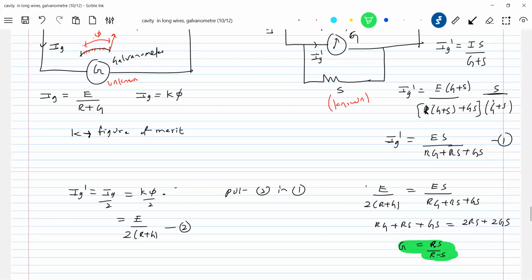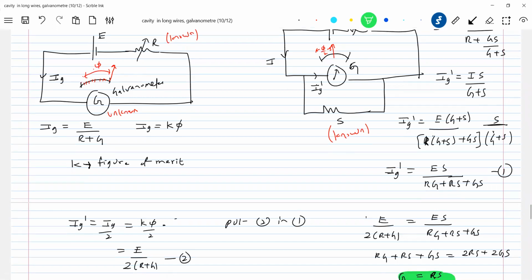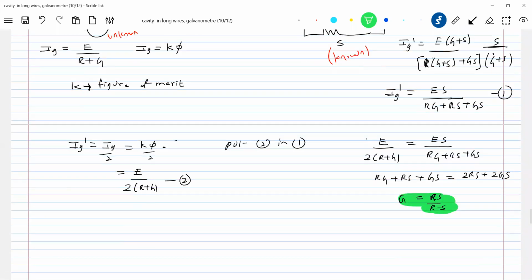So do we know S? S is a known thing. R is a known thing. I'll adjust it. So now what I do is, S I'll keep fixed here, R is fixed here. The value of S I'll connect in such a way that the current to the galvanometer will become half of the deflection. Then I end up with a relationship. I'll substitute that one. I'll get the galvanometer resistance.